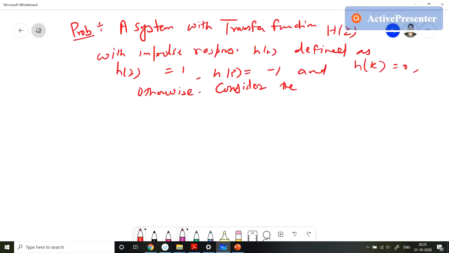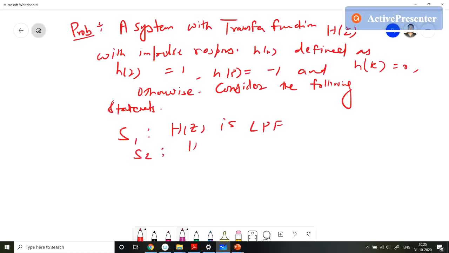Consider the following statements. Statement S1 is H(z) is a low pass filter, and statement S2 is H(z) is an FIR filter, that is, a finite impulse response filter. So these are two statements. Now we need to find out which statement is correct.